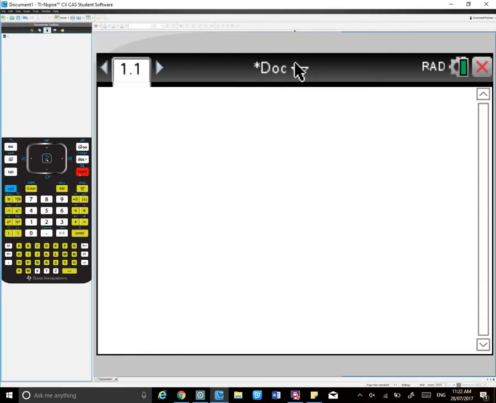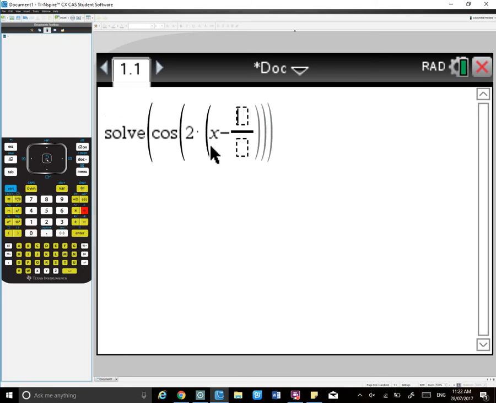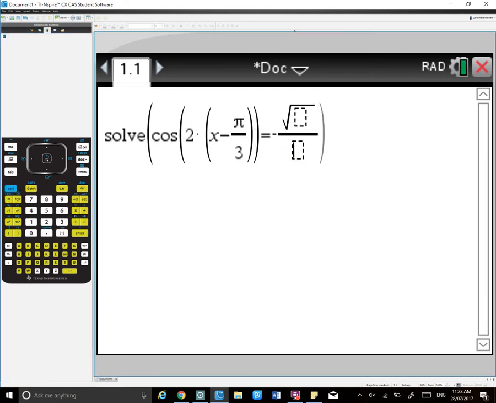I have Menu 3.1. What I want to solve is the cosine graph: 2 times cos of bracket x minus pi over 3. I want this value to equal 2 minus root 3 over 2, and I'll solve for x.